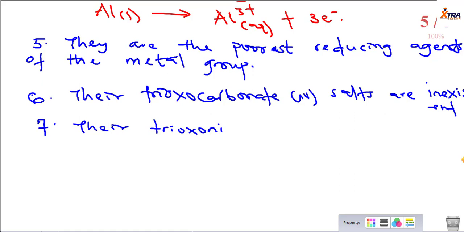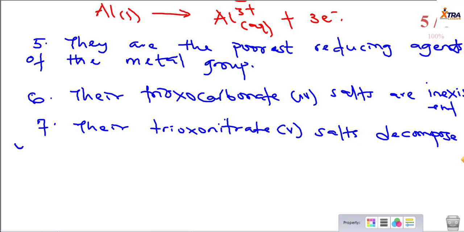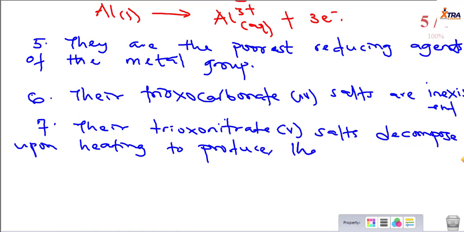So here you have their trioxonitrate(V) salts, which decompose upon heating. So those ones are in existence. They decompose upon heating to produce the oxide of the metal, the metallic oxide, and to produce nitrogen(IV) oxide.